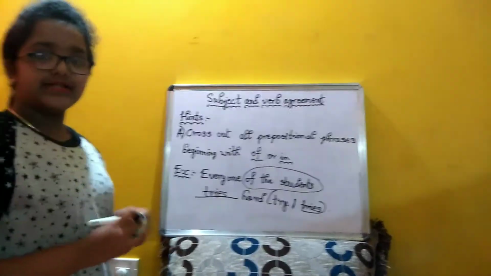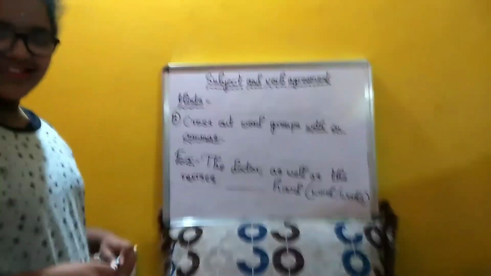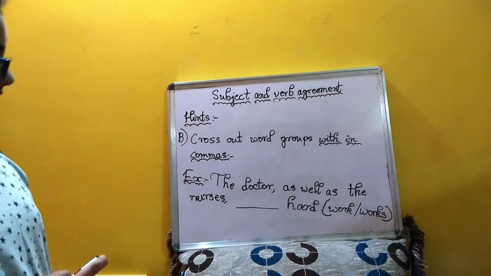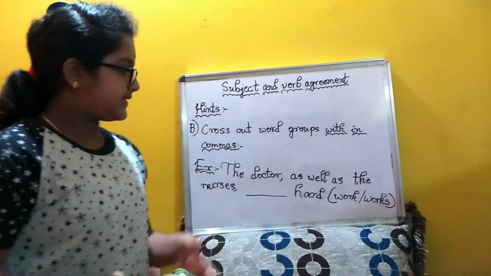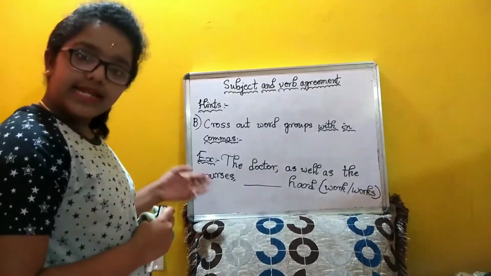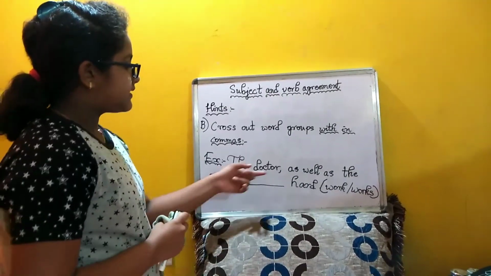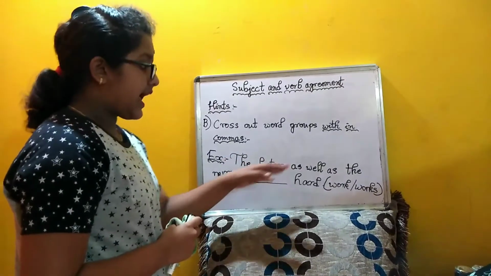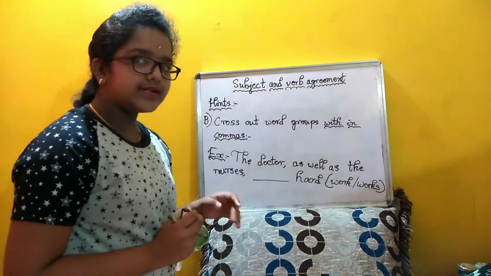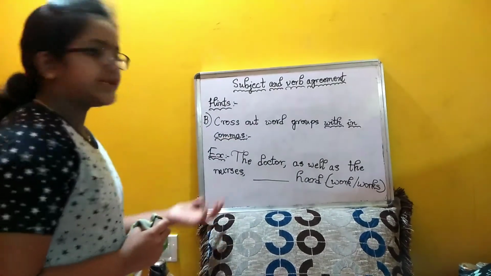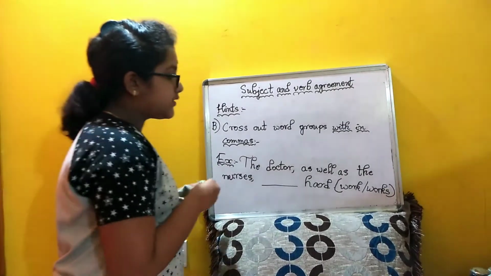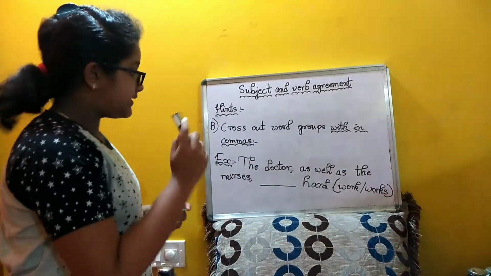So let's get to the next hint. Now we are going to check out the second hint, which is cross out word groups within commas. So let's understand the hint by taking an example. The example is: "The doctor, as well as the nurse, dash hard," work or works. This is also a critical sentence. They told within two commas: cross out word groups within two commas.